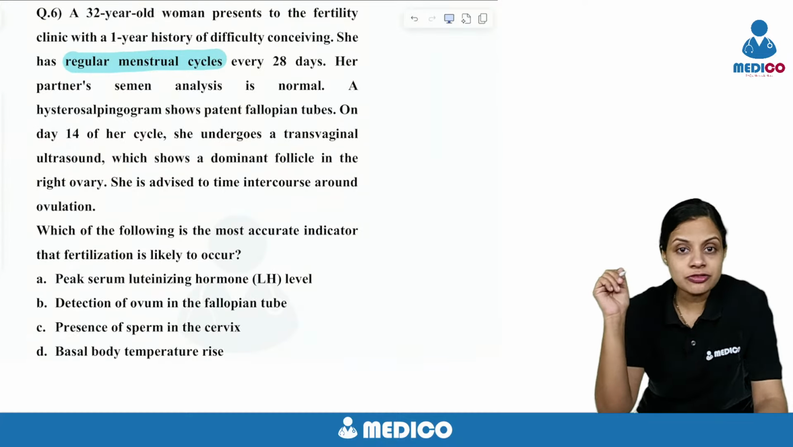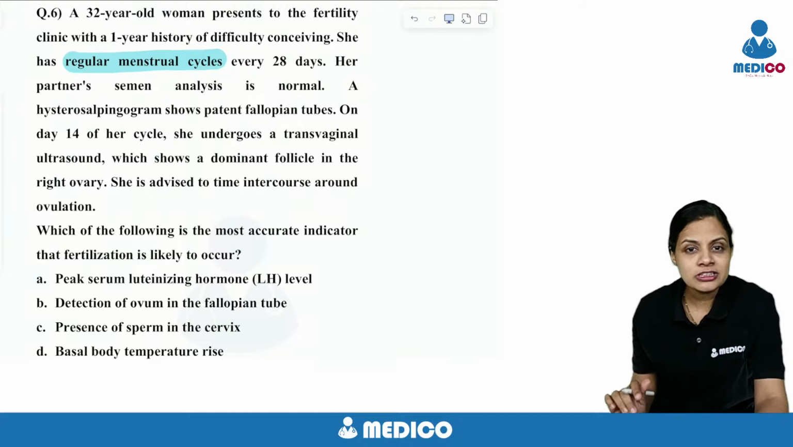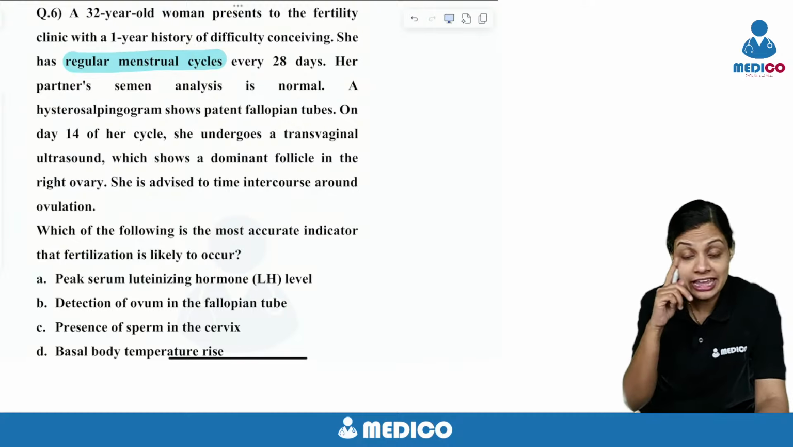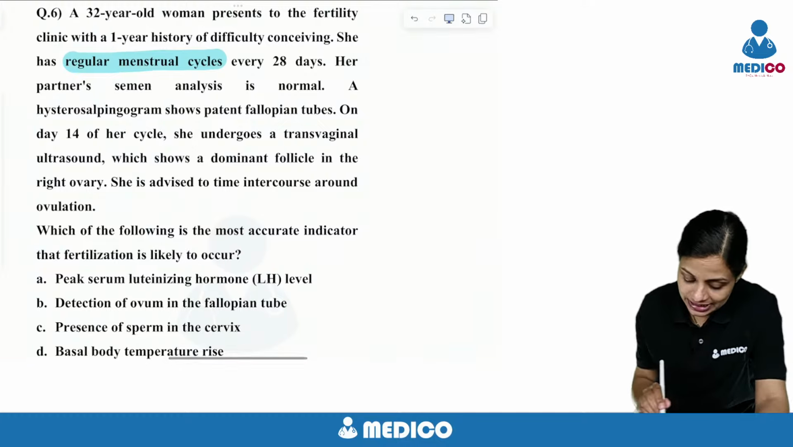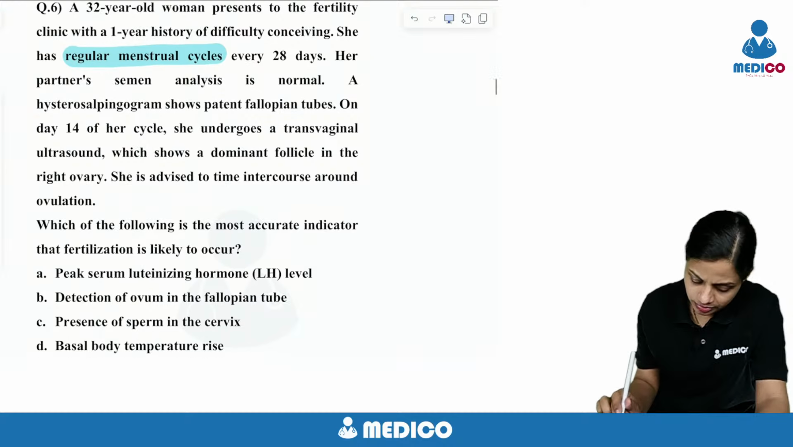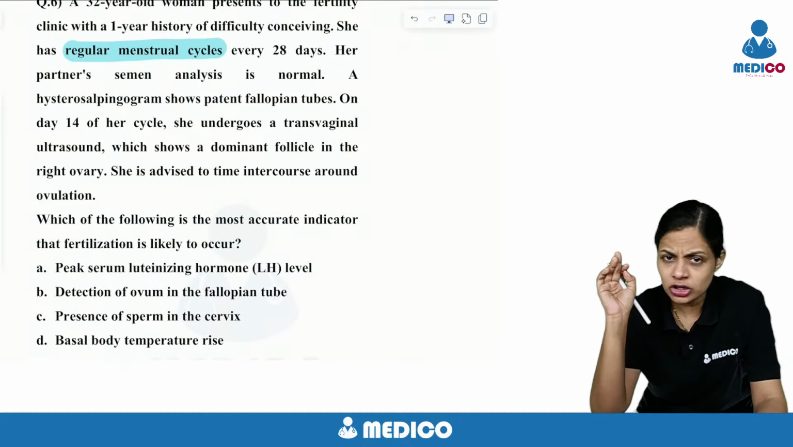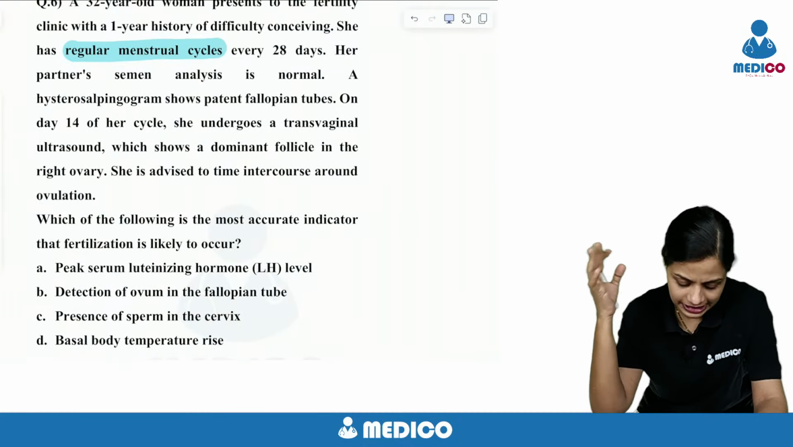Now they have asked for the hormone that is indicative of ovulation, because that is when you ask the patient to time her intercourse. Which is the hormone that is involved in ovulation? It is the LH surge, that is a peak in the serum luteinizing hormone levels. Now, let us look at the choices. Detection of ovum in the fallopian tube. Is that done? Have you heard it being done anywhere? No, it is not routinely done in clinical practice.